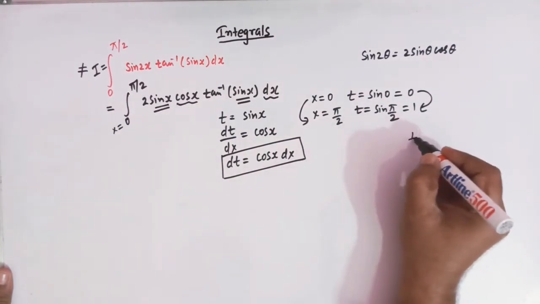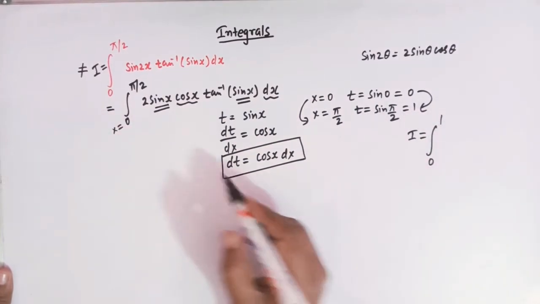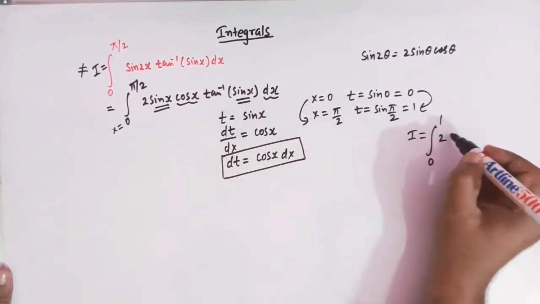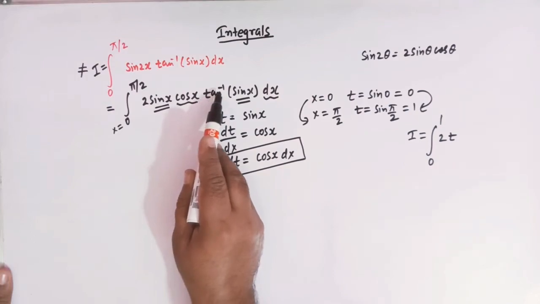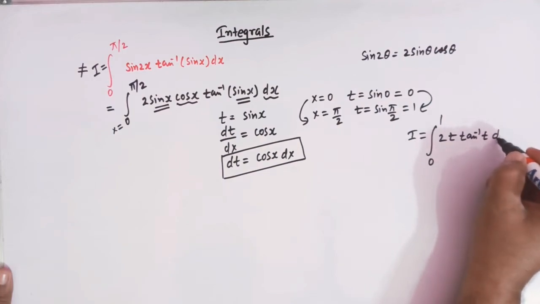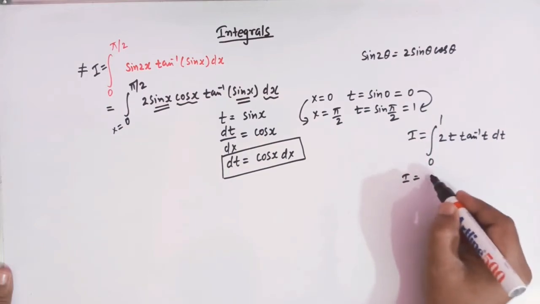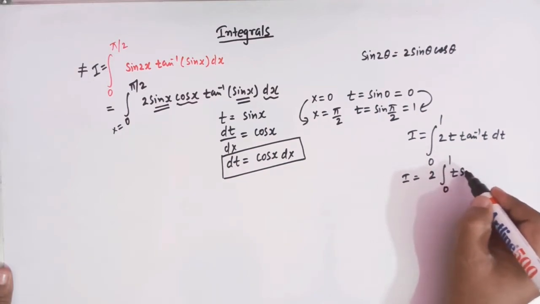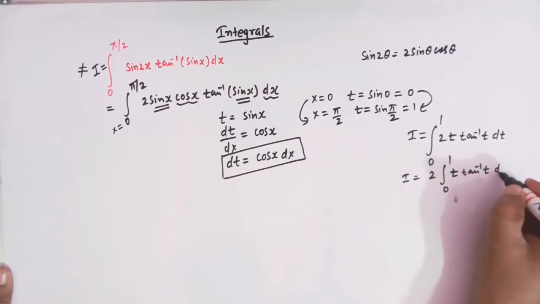So now we can write our integral I as 0 to 1, and we have here the factor 2, then sine x is replaced by t, and for cos x dx we can write dt, and tan inverse sine x is replaced by tan inverse t, right? And here we have dt. So now we can take this 2 outside the integral, being a constant here. So we have 0 to 1, and we have t times tan inverse of t dt, right?